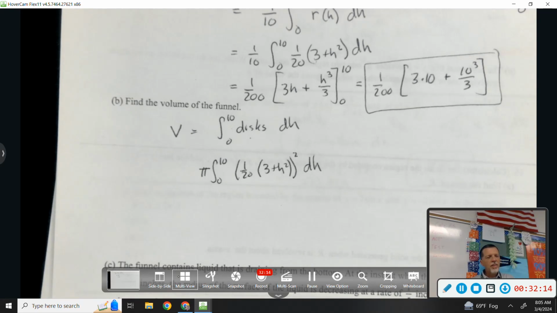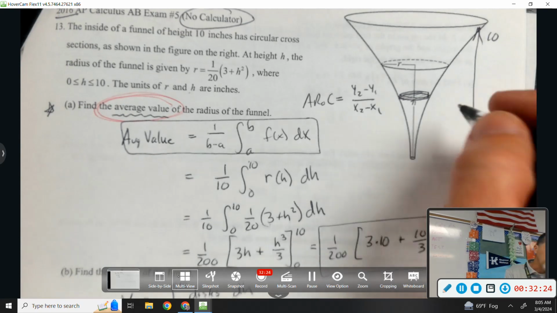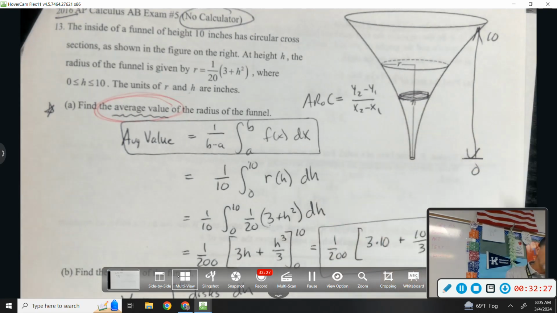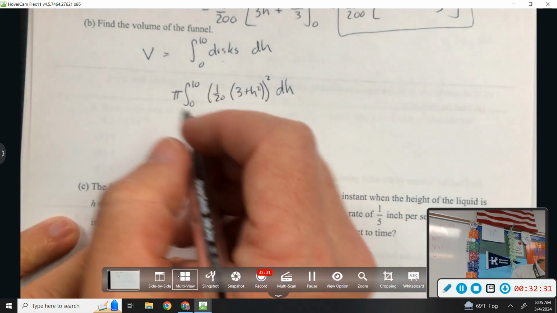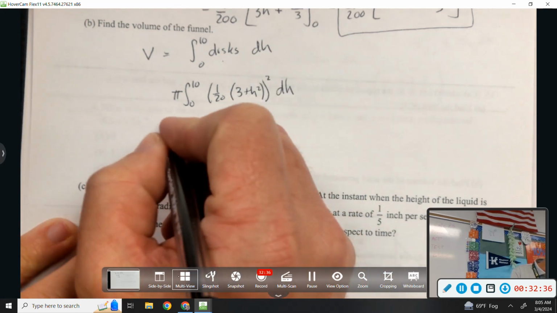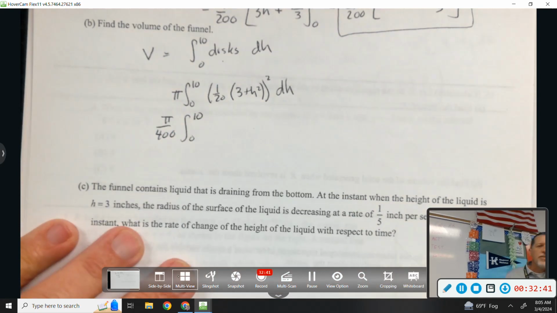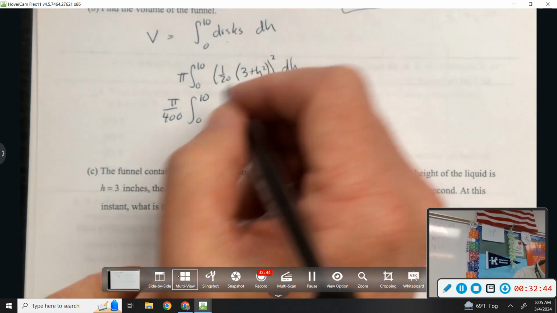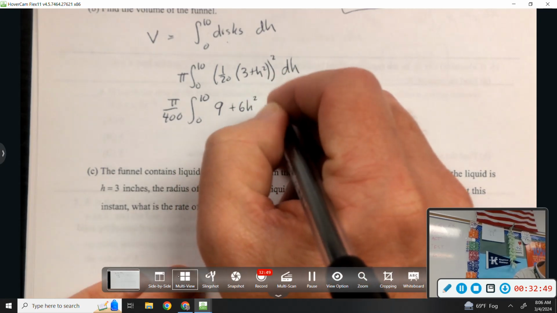So this was a volume that you could think of as being made by revolution, but it didn't walk you through that. You had to recognize that this is a solid of revolution. So we can do dh slices and add up the pi r squareds. By hand. All right, if I square 1/20th, I get 400. So pi over 400, 0 to 10. Square the inside, that's 9 plus 6h squared plus h to the 4th.